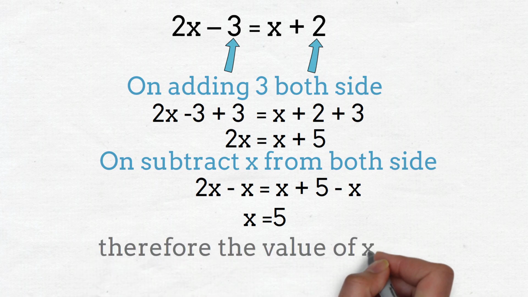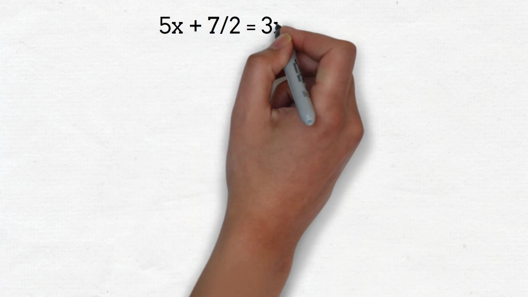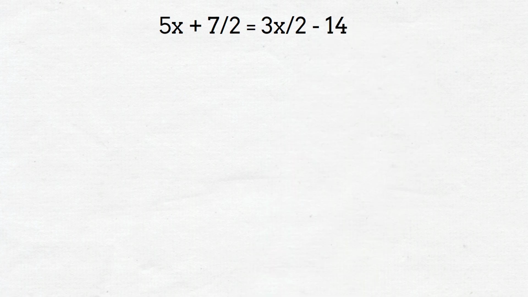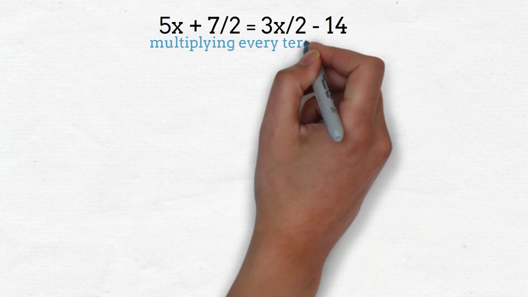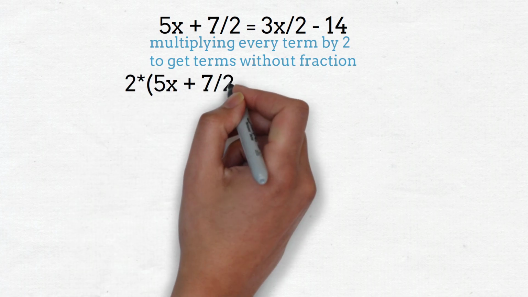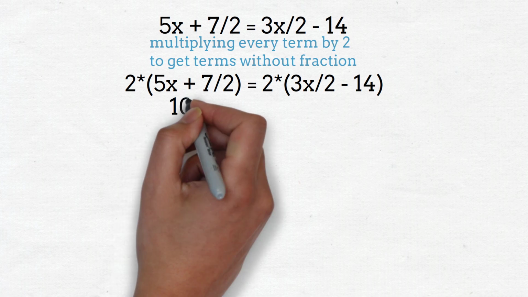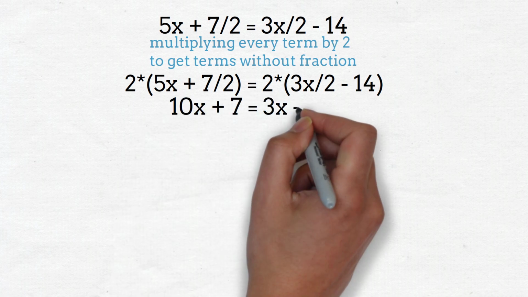Let's take another example. (5x plus 7) by 2 equals (3x by 2) minus 14. On multiplying 2 on both sides, we get 2 times (5x plus 7) by 2 is equal to 2 times (3x by 2) minus 14. 10x plus 7 equals 3x minus 28.